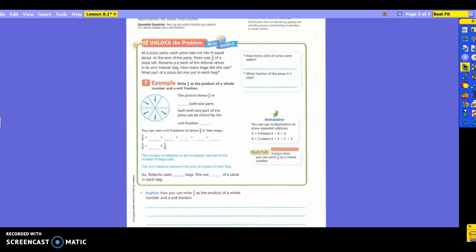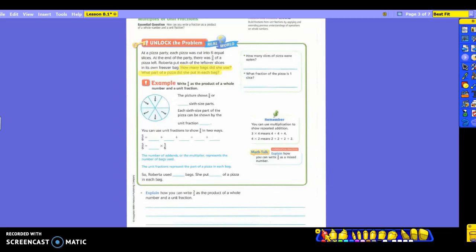At a pizza party, each pizza was cut into 6 equal slices. At the end of the party, there was 5/6 of a pizza left. Roberta put each of the leftover slices in its own freezer bag. How many bags did she use? What part of the pizza did she put in each bag? How many questions do we have here? Two. So the first one is how many bags did she use? And the second one is what part of the pizza did she put in each bag?